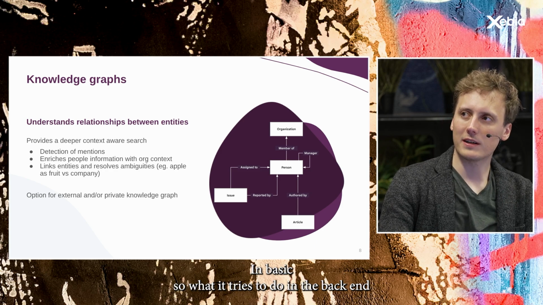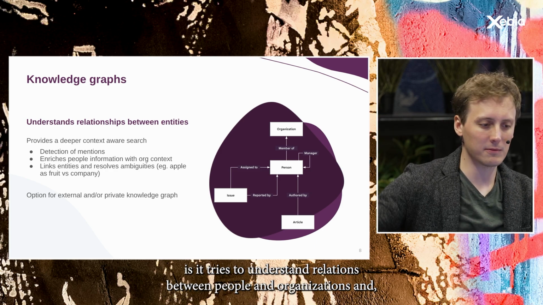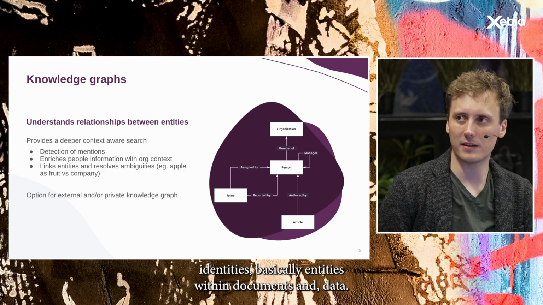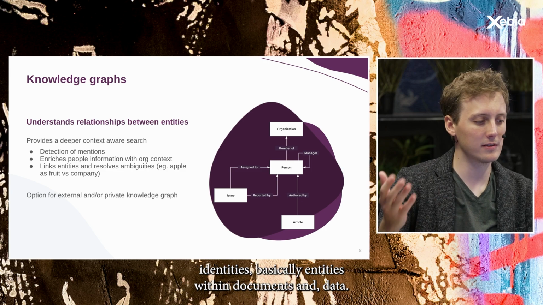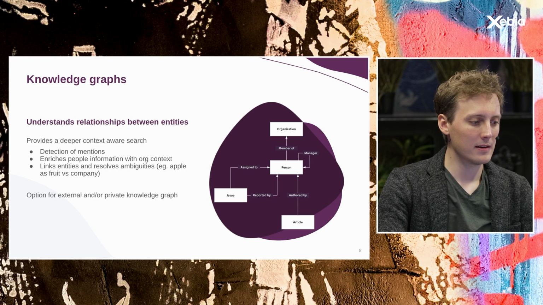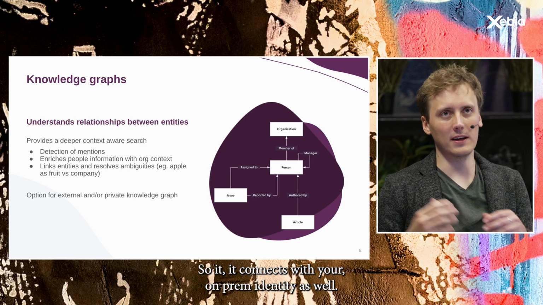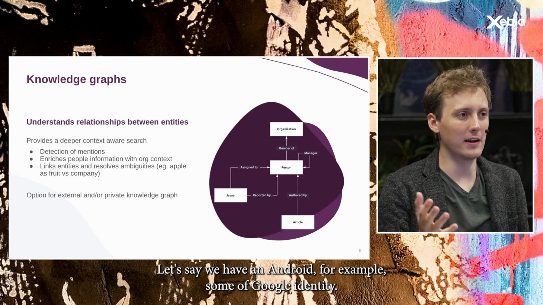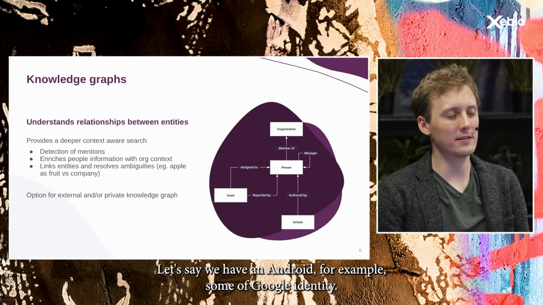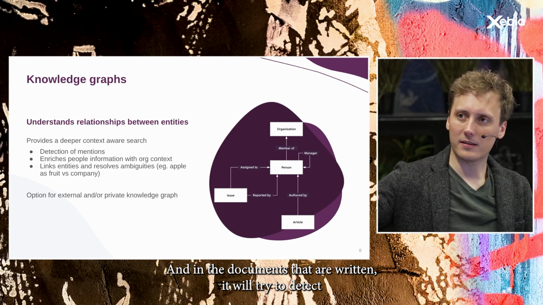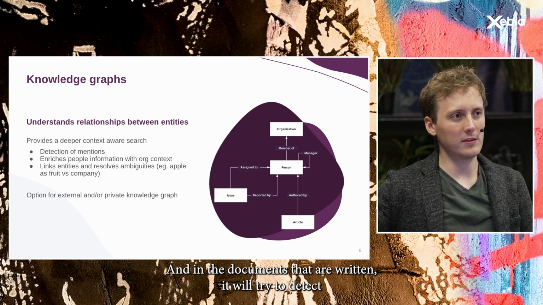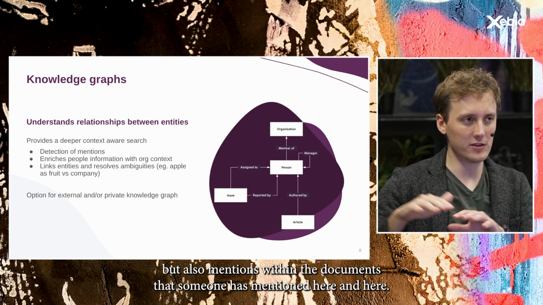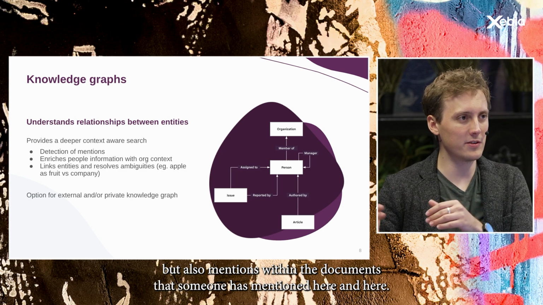So what it tries to do in the back end is understand relations between people and organizations and identities, basically entities within documents and data. So it connects with your on-prem identity as well. Say we have Entra ID, for example. Some have Google identity. And in the documents that are written, it will try to detect who has written that, maybe from the metadata, but also mentions within the documents. Someone is mentioned here and here.